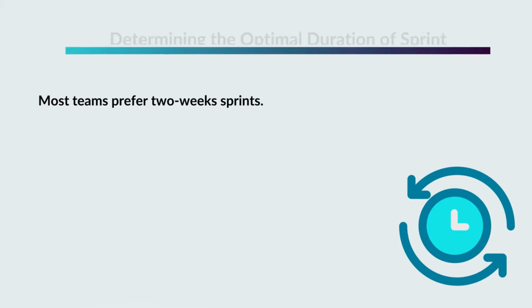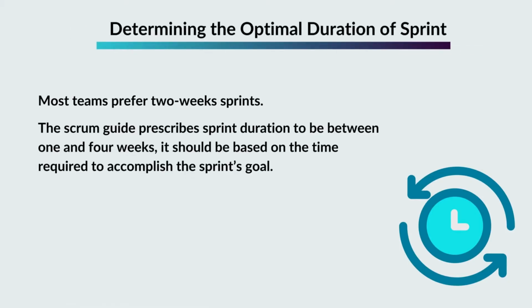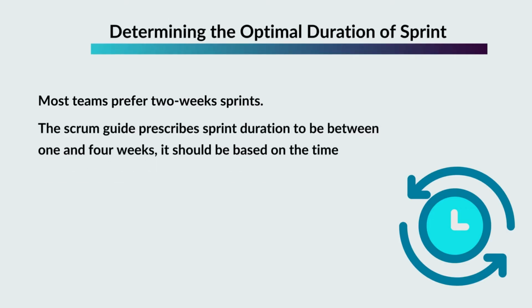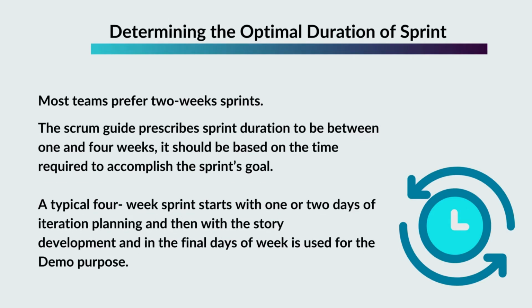The Scrum Guide prescribes sprint duration to be between 1 and 4 weeks. It should be based on the time required to accomplish the sprint's goal. A typical 4-week sprint starts with 1 or 2 days of iteration planning, then story development, and the final days of the sprint are used for the demo.